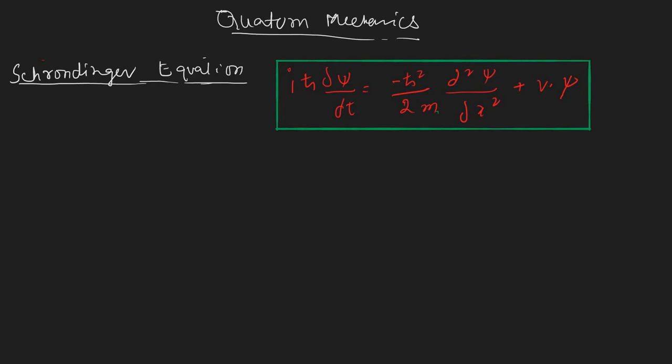So lastly, any information that we need to get from the quantum system just revolves around this one parameter. That's what we call psi, and this is what we call the wave function.